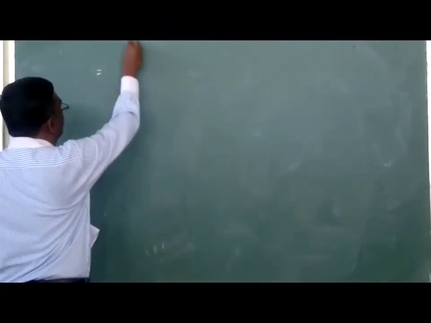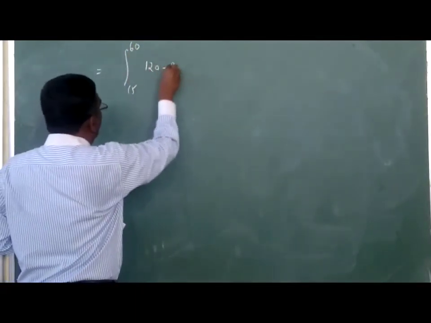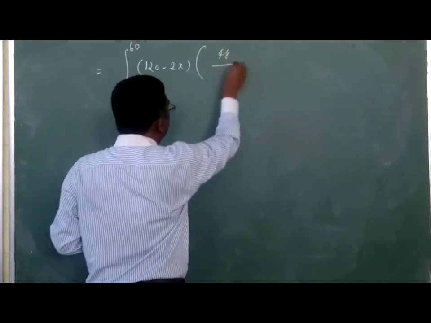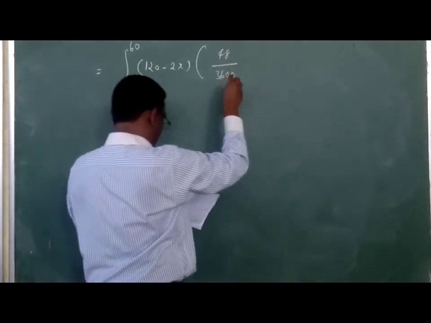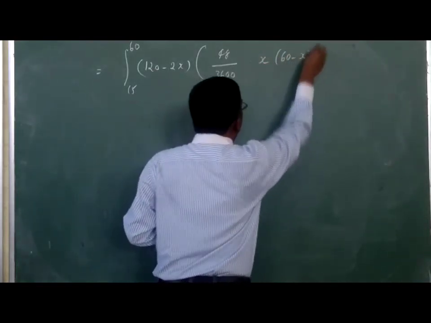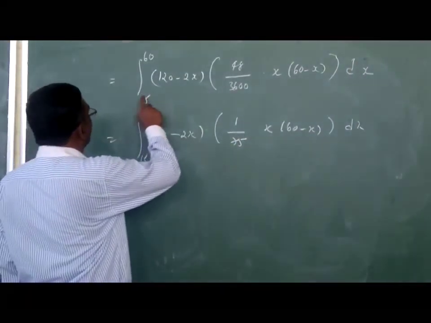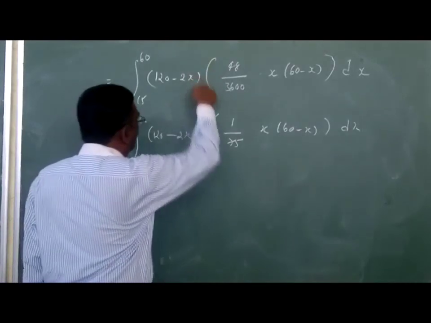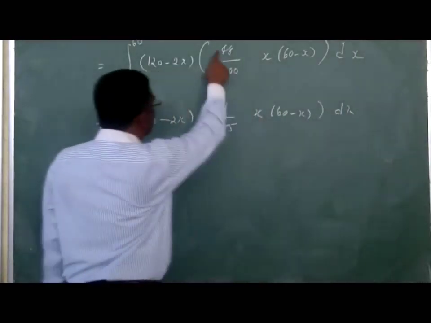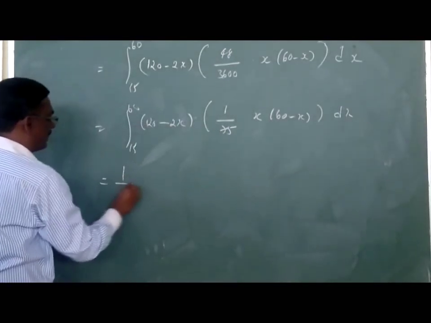So we have this equation: integral 0 to 50, 120 minus 2x, and within the bracket 4 into 12 is 48, 60 square is 3600, into x into 60 minus x, again dx. We have integral 15 to 60, 120 minus 2x into 48 by 3600, x into 60 minus x dx. Simplifying this, you'll be getting 1 by 75, and we can take the 75 out of the integration.